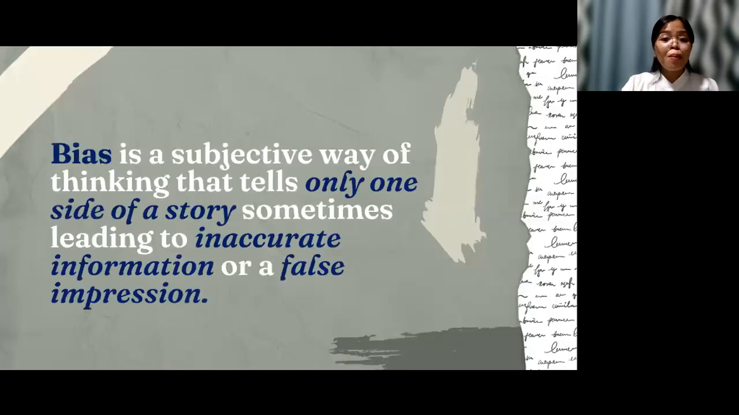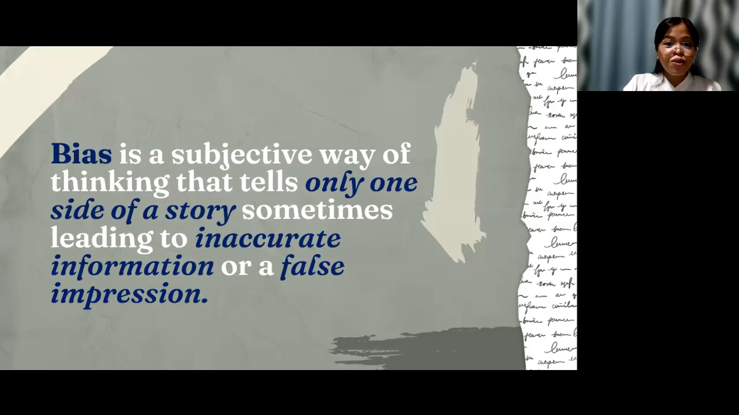Okay, so bias is a subjective way of thinking that tells only one side of a story, sometimes leading to inaccurate information or a false impression. Remember, bias is very subjective. It is focusing on personal point of view or your personal preference, even your opinion about something.